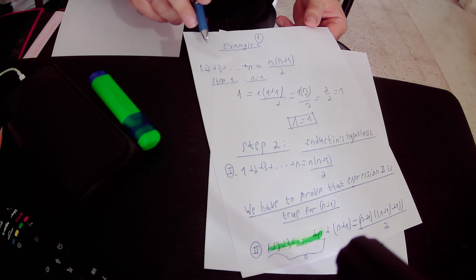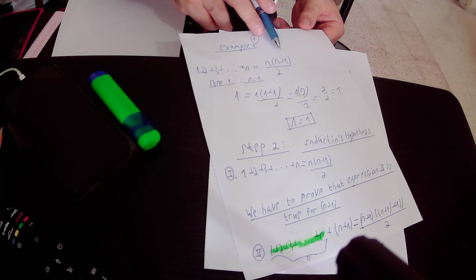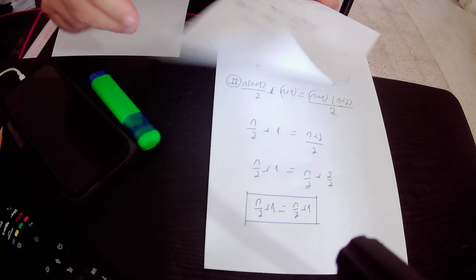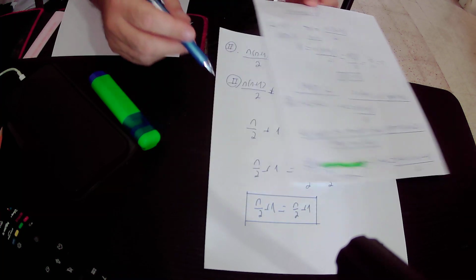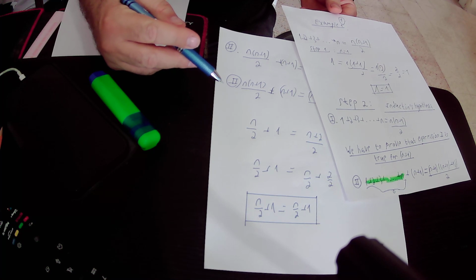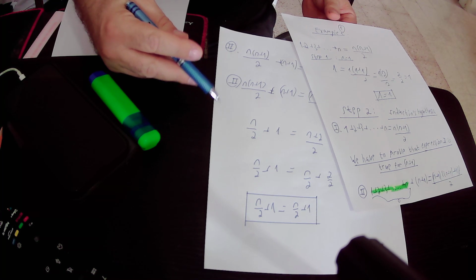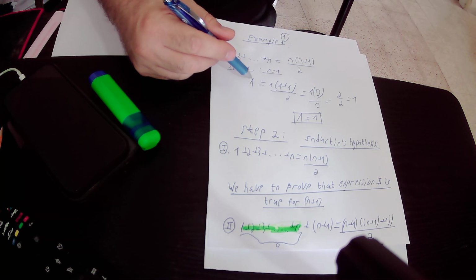Okay, our statement that 1 plus 2 plus 3 plus ... plus n equals n times n plus 1 divided by 2. Why? Because as I have already explained to you, we have already checked that the statement is true for n equals 1. And we now proved that if it is true for n, it must be true for n plus 1. So we showed here that it is true for 1.